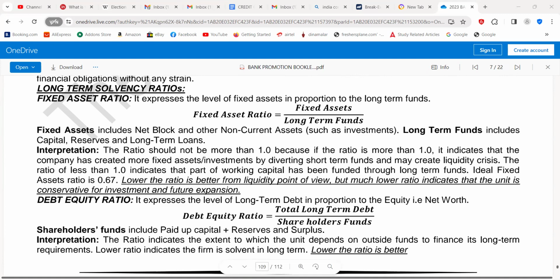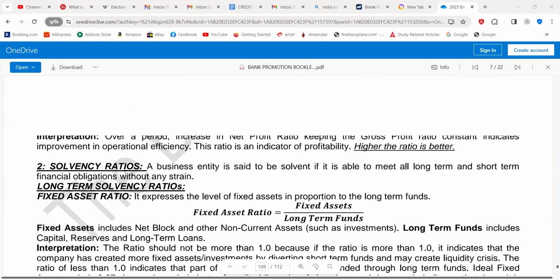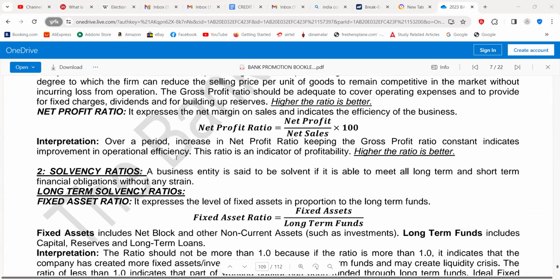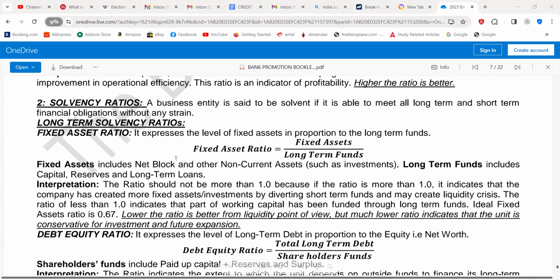Then debt equity ratio. Is it clear, Ankur? Is this one clear to you? Yes, sir. I have one question about the fixed asset ratio. Can you please show what I just read? Sir, here it is mentioned the ideal fixed asset ratio is 0.67, and above that the ratio is less than 1.0. So is 1.0 like a line, below which it is good and above which it is not good, kind of that?